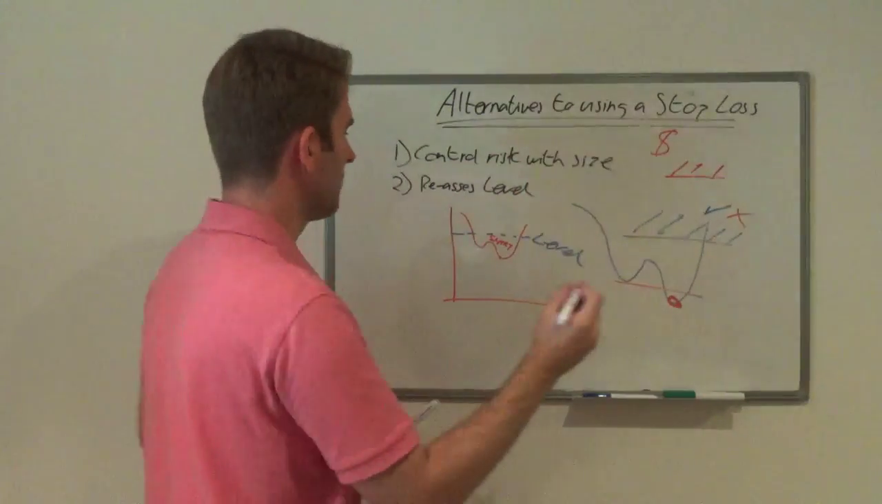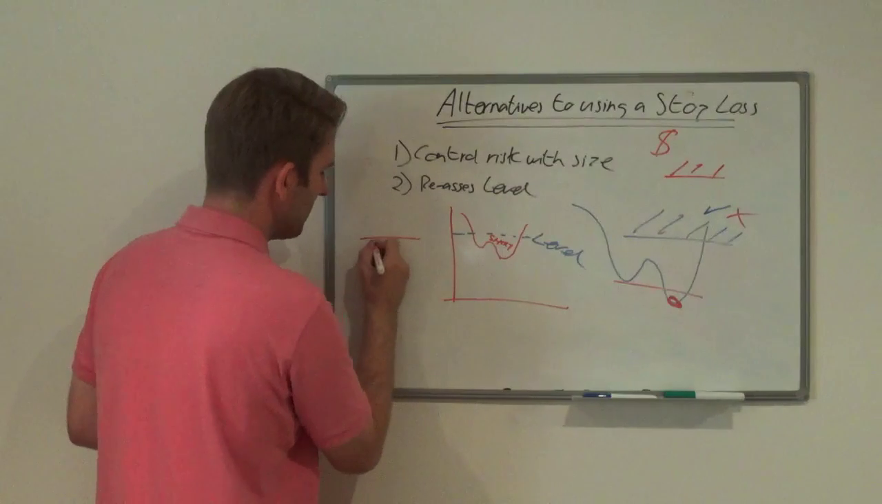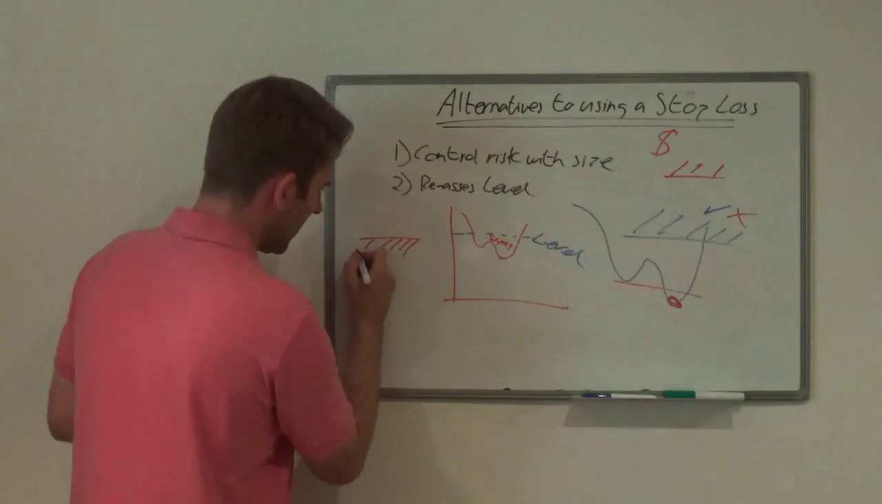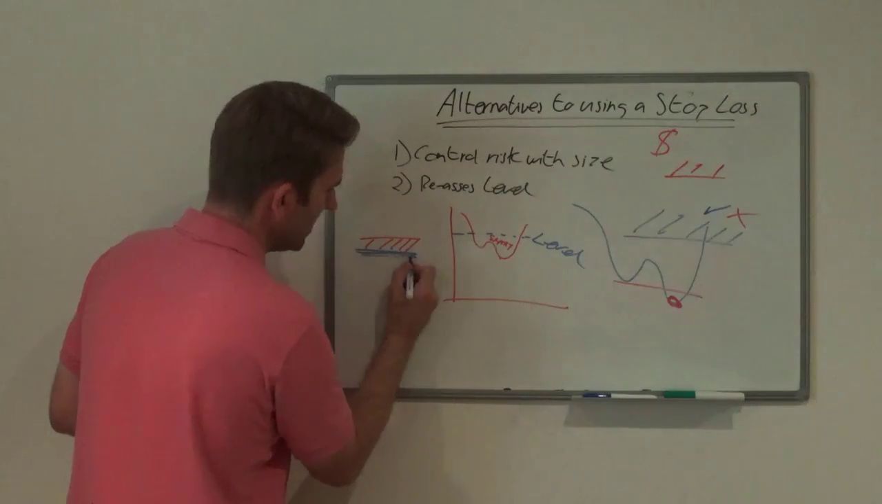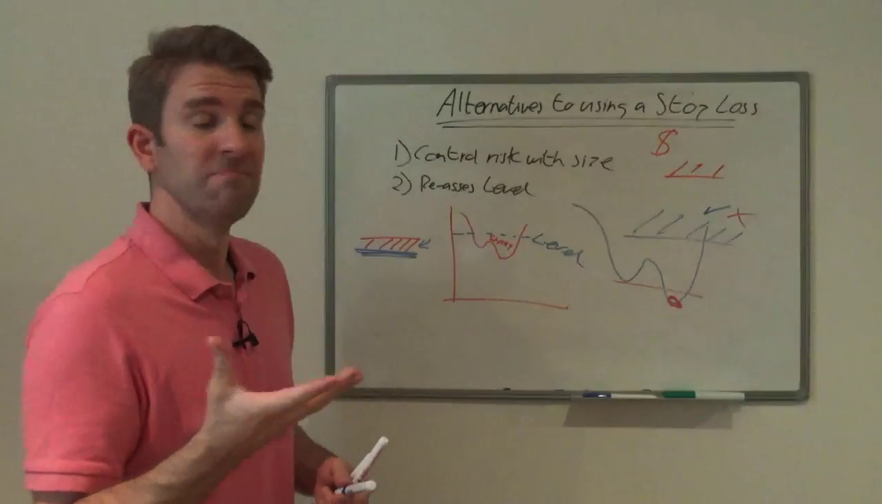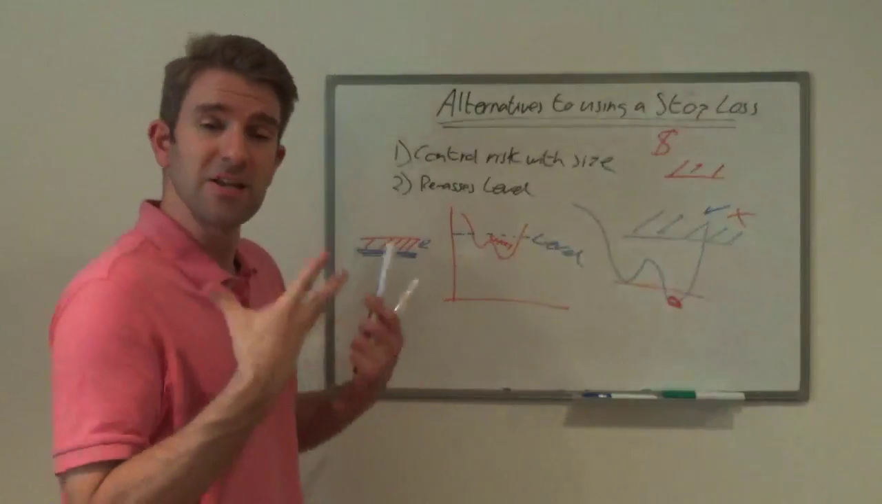I used a hybrid for a while, which was I'd have a reassess level here in my day trading, and then I'd have a do not cross zone. So in that zone here, I would reassess the trade and I'd decide if I wanted to keep it or not. And sometimes I would keep it, sometimes I would bin it, depending on my judgment.